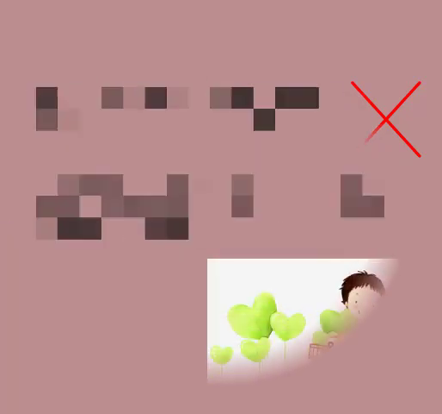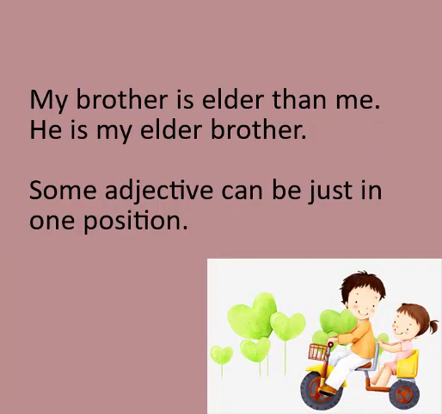Look at this one. This problem is main. This is the main problem, not this problem is main. My brother is older than me. He is my elder brother. Which one is correct? He is my elder brother. Some adjectives can be in just one position.